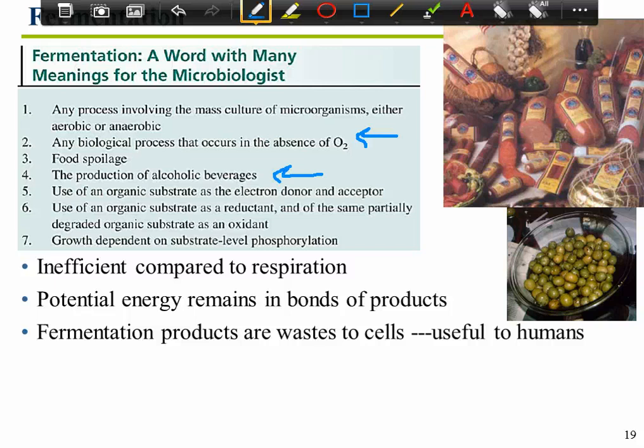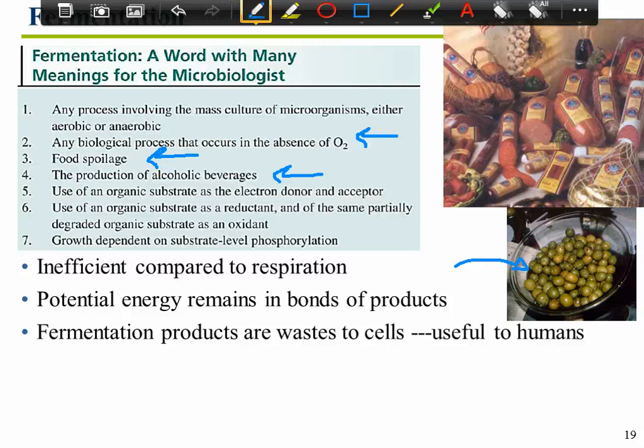It's the way alcohol is made. Lots of foods are made this way, like olives. But this also causes food spoilage as well as food production. Frankly, some people would say that some cheeses like Stilton and Limburger are spoiled cheeses and they wouldn't touch them with a 10-foot pole, whereas other people will pay $12 a pound for a piece of Limburger. So what's spoiled to one person is not necessarily spoiled to somebody else.